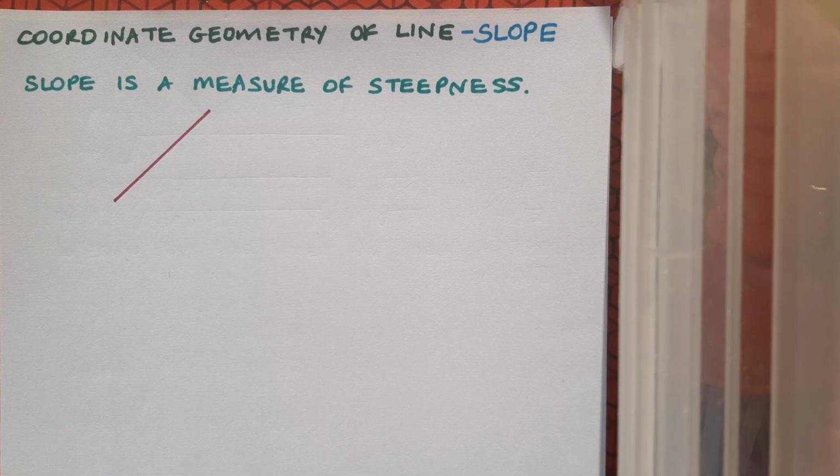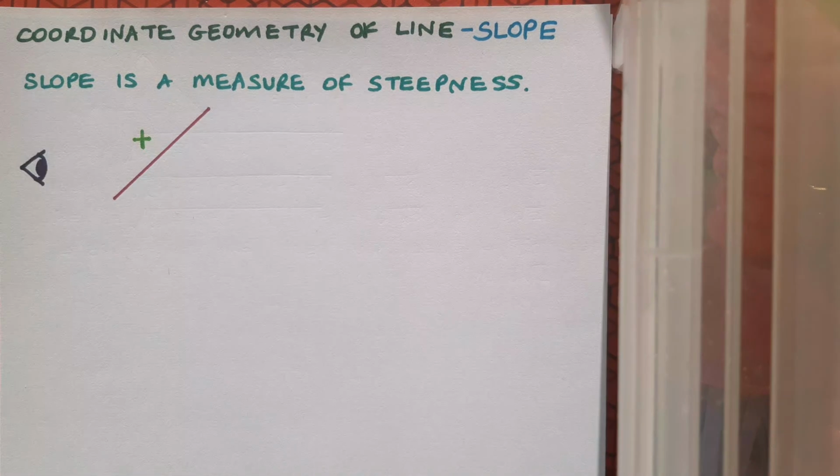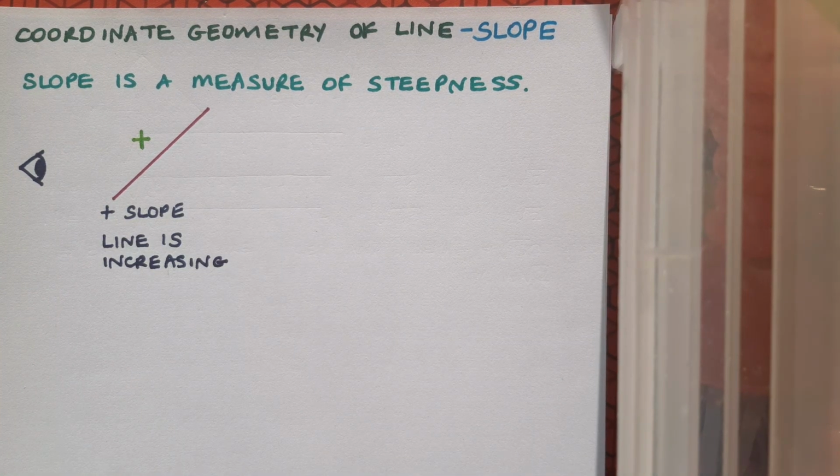This line is sloping up, so it has a positive slope. It's important to note that this line is sloping up when I read it from the left. So I always imagine we're looking at a graph, starting on the left-hand side and looking at it from that position. So looking at it from here, the line is sloping up. If a line has a positive slope, we say the line is increasing.